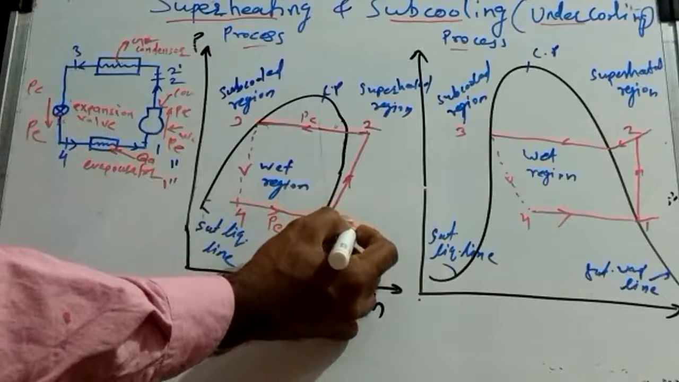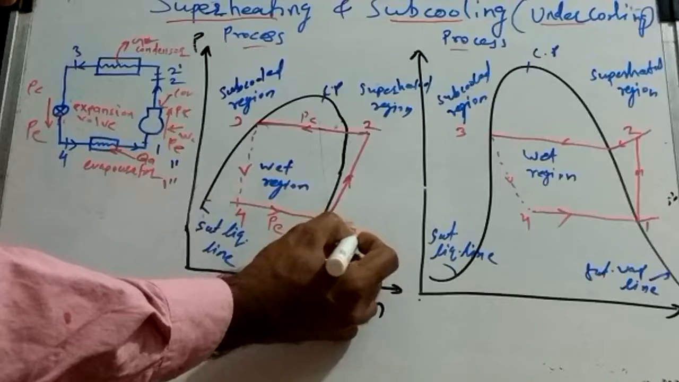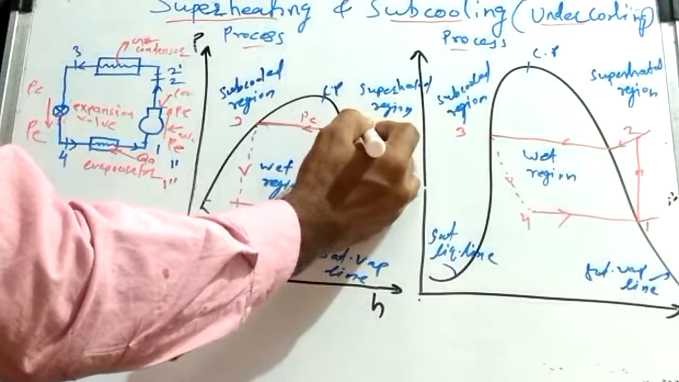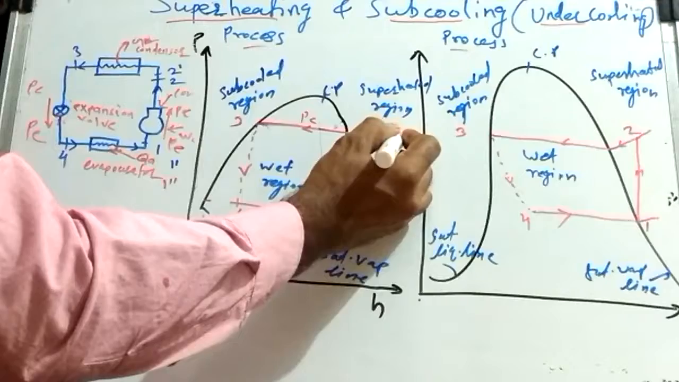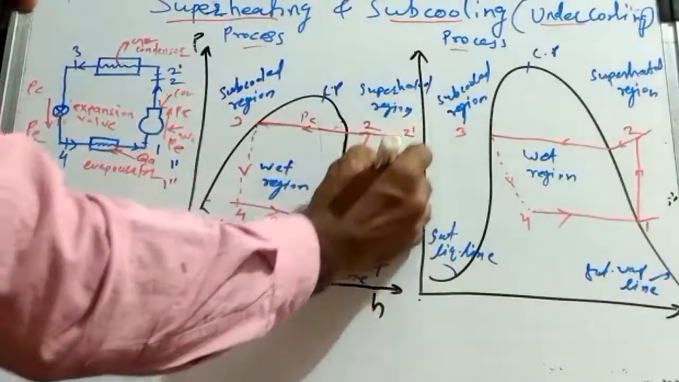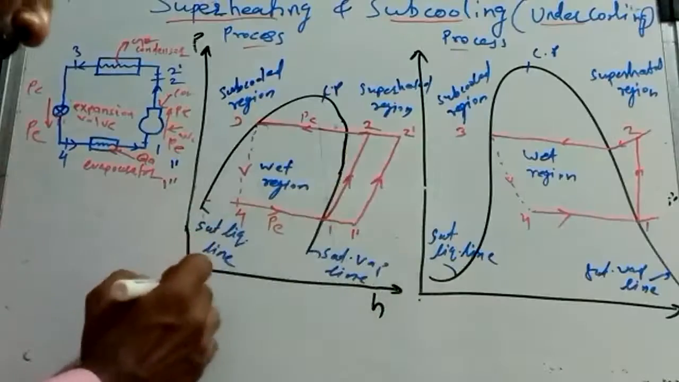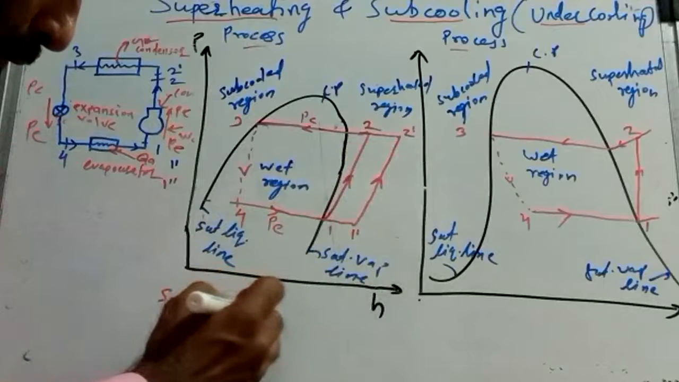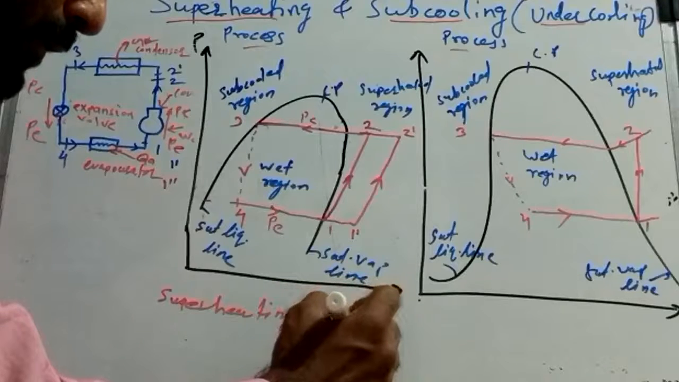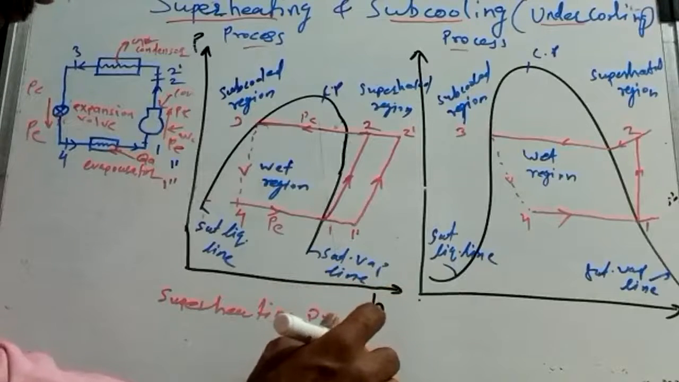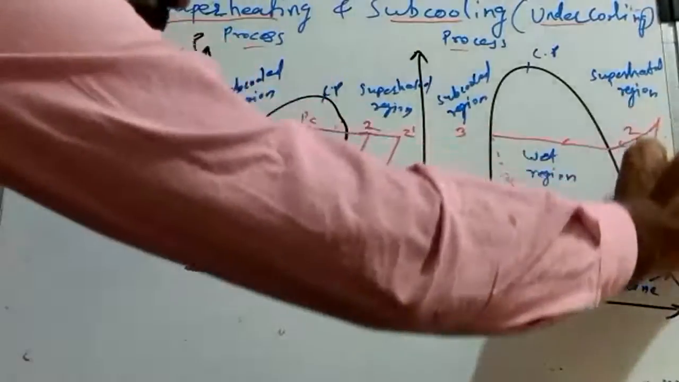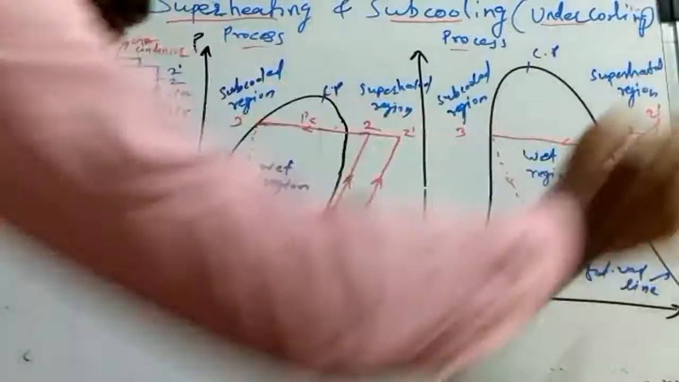We have to take point 1 dash here, and if you compress this superheated refrigerant, the point will be 2 dash by the isentropic compression process, right? This is the superheating process, 1 to 2. Similarly, on the TS diagram, it will be 1 dash, 2 dash.